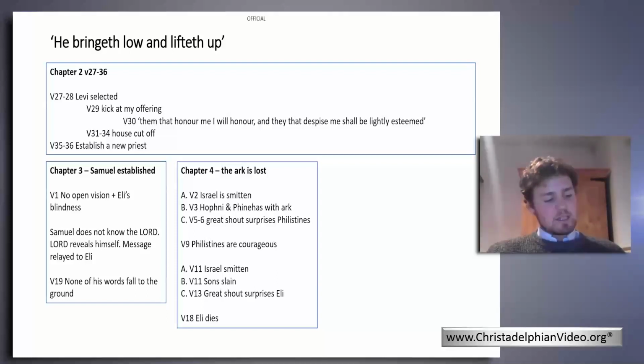So we end with the first section, and we can see clearly that it begins and it ends with the journey from year to year and the establishment of Samuel.